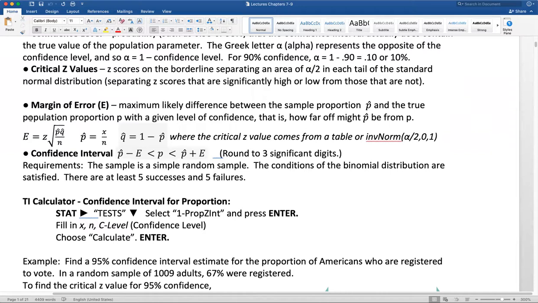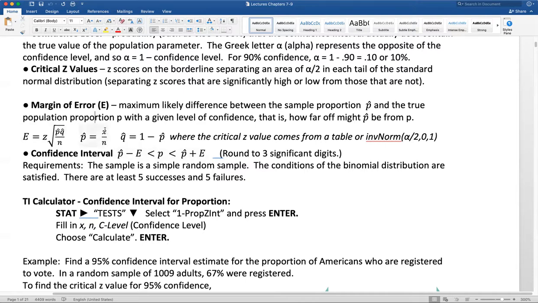The confidence interval has a left-hand number of p hat minus E, and a right-hand number of p hat plus E. Here p hat is the sample proportion and E is the margin of error. I introduced how to find the confidence interval using a calculator, so you can find it without applying the formula.